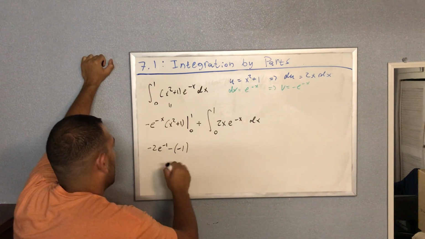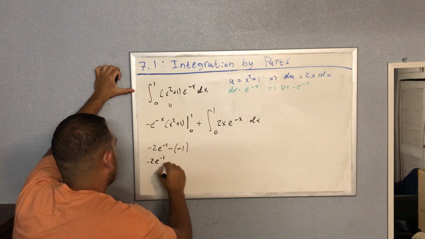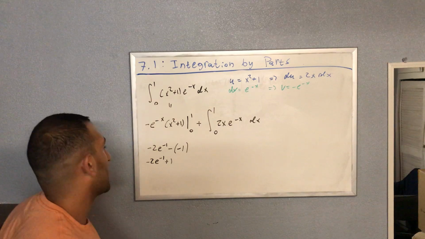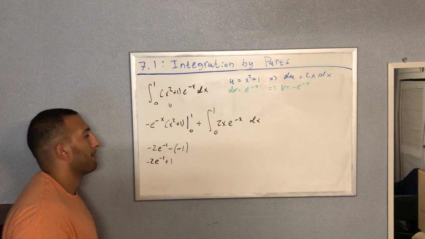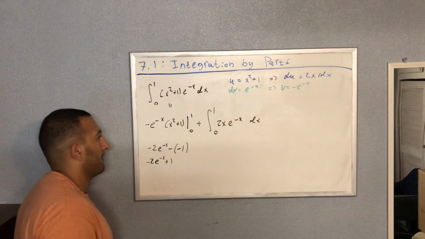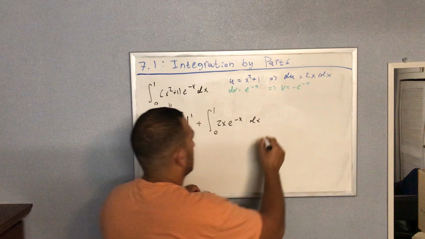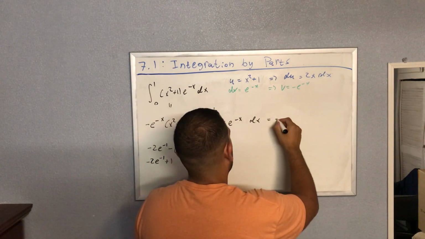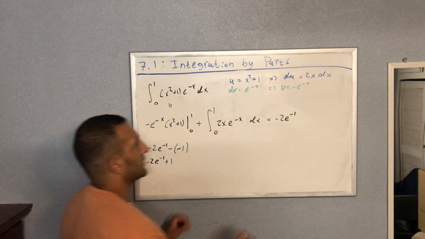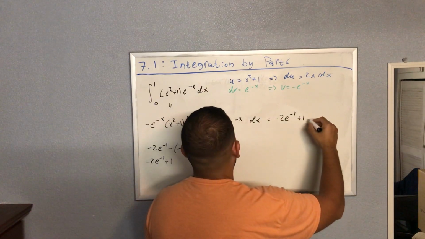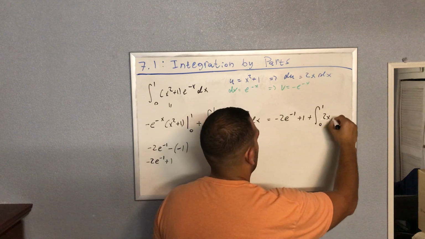And then so you have negative 2 e to the minus 1 plus 1, effectively. Once the dust clears, all of this is equal to that. Okay, so then this is, let's just rewrite it, negative 2 e to the minus 1 plus 1 plus the integral from 0 to 1 of this.